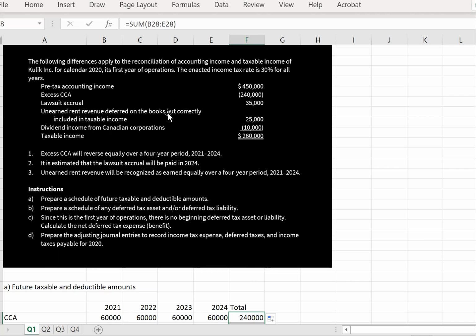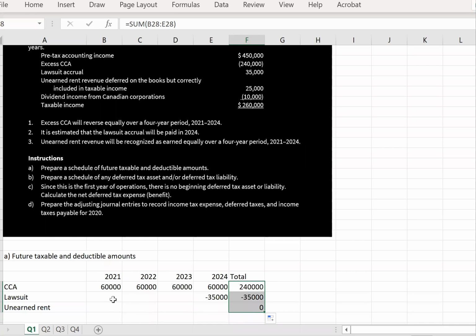Well, the unearned rent revenue is increasing my taxable income. So when I recognize it now in my taxable income, I'll be able to have a tax deduction between accounting income and taxable income. So this is also an income tax benefit. So I'm going to say it will be earned equally.